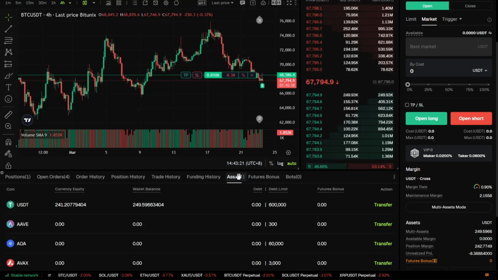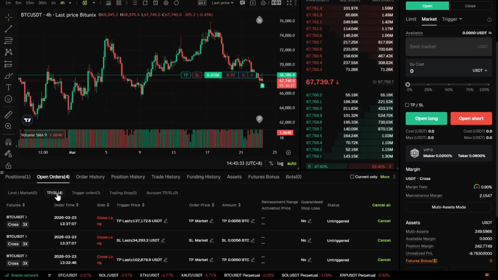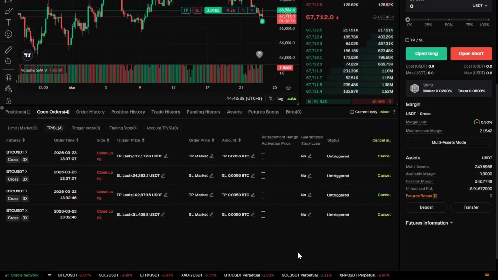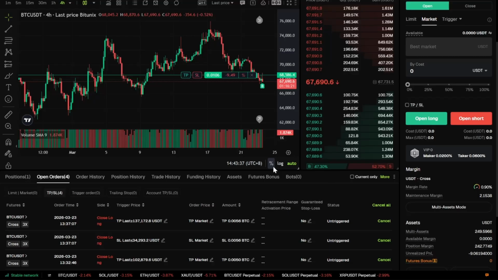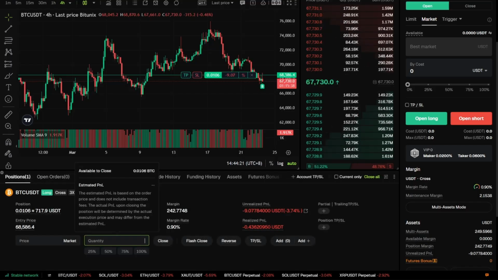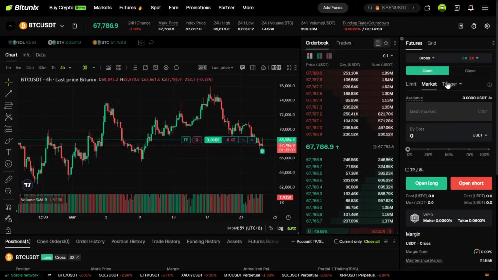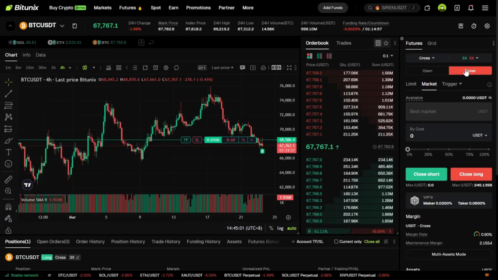If we wanted to close all of our positions, so our open orders and our main 3x long, we can head to our open orders here, click on TP and SL. We can cancel them individually or just click cancel all. We then have different ways to close our position. We can click on positions, choose the amount we want to close. So if I want to close 100% of it, and then we can decide if we want to close on the market, or the easier way for me is you would just click on close.